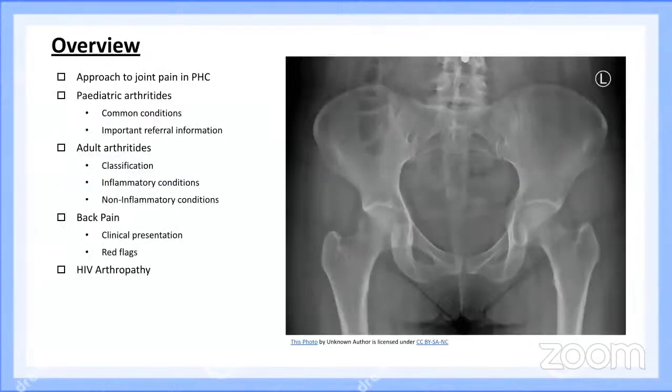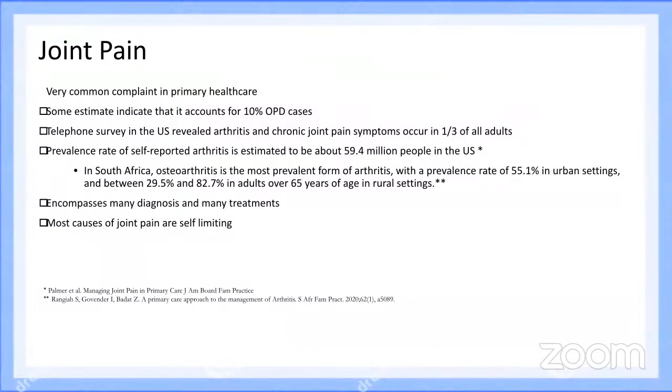Okay, so why do we need to talk about joint pain? Some statistics that we've come across show estimates that about 10% of OPD cases refer to joint pain, and a telephone survey in the US revealed that arthritis and chronic joint pain conditions or symptoms occur in 1/3 of all adults. In the US, there's a prevalence rate of self-reported arthritis that estimates about 60 million people.